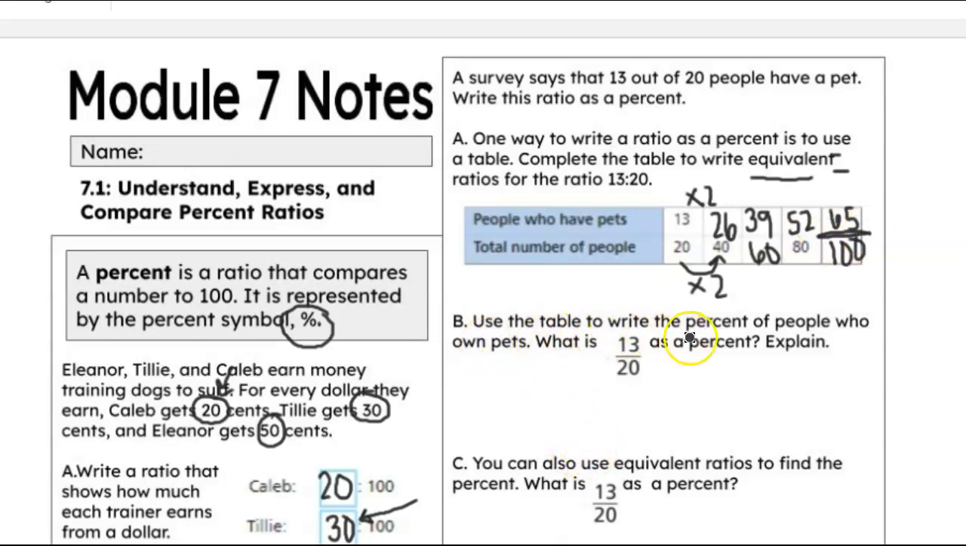B, use the table to write the percent of people who own pets. What is 13 over 20 as a percent? If we look at this very last one, we have 65 over 100. Since this top number is over 100, that's our percent. So we have 65%.